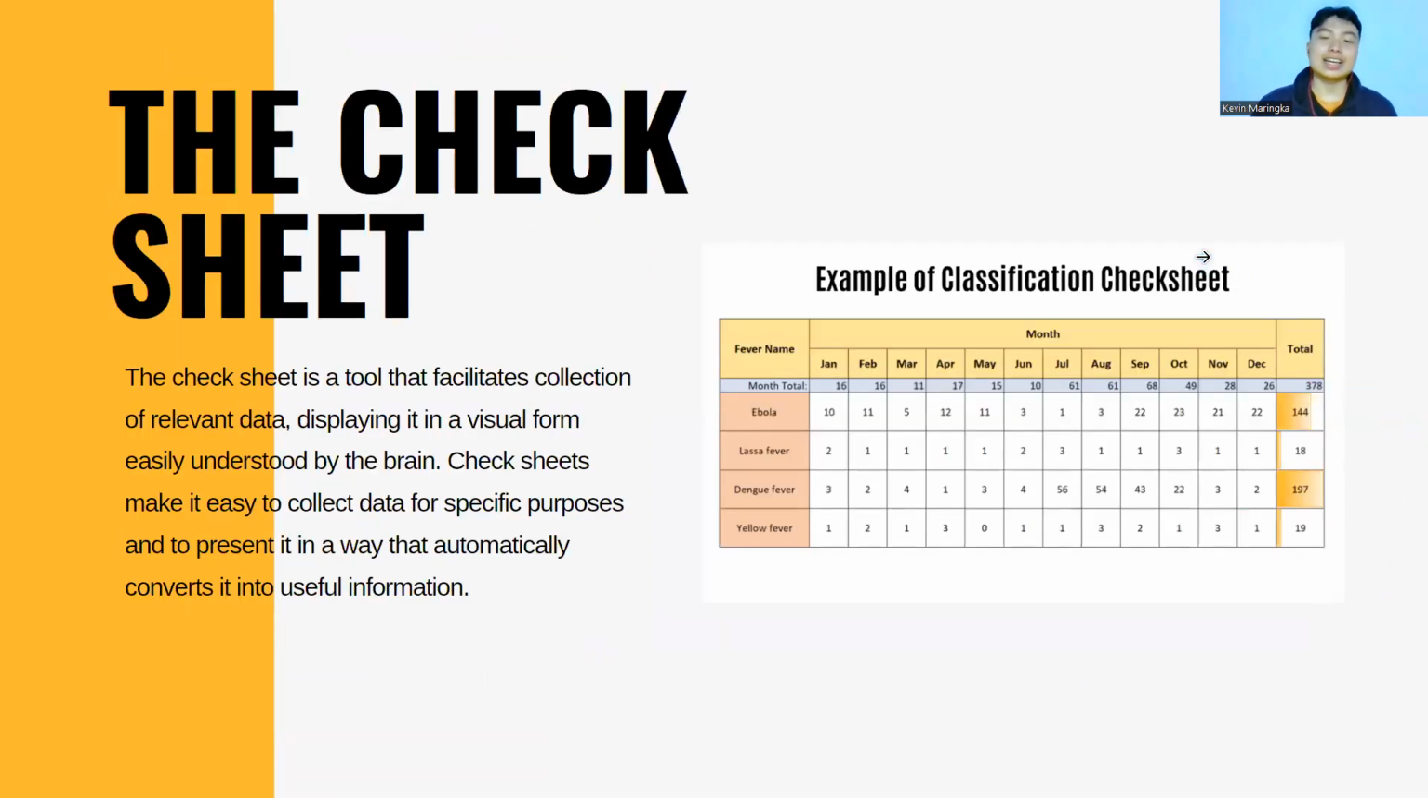The next one is the check sheet. The check sheet is a tool that facilitates collection of relevant data, displaying it in visual form so it can be easily understood by the brain. Check sheets make it easy to collect data for specific purposes and to present it in a way that automatically converts it to useful information. This is an example of a check sheet. As you can see, it's easy to understand and it's organized. So it's a tool that can help advance your quality management.